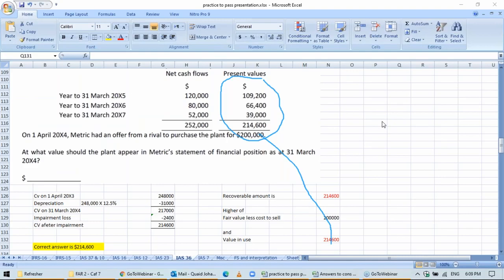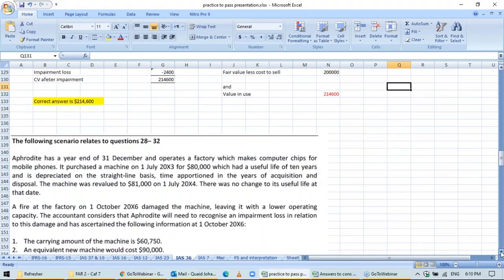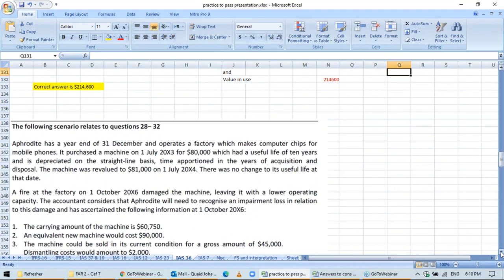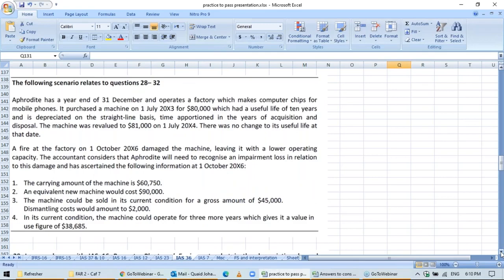Okay, so let's move ahead now. Students, let me tell you about today's topic as well. What topics are we going to do today? We are going to complete this impairment topic, then a bit about IAS 37, and then consolidation and interpretation of financial statements along with associates, right? So these will be the things to be done today.